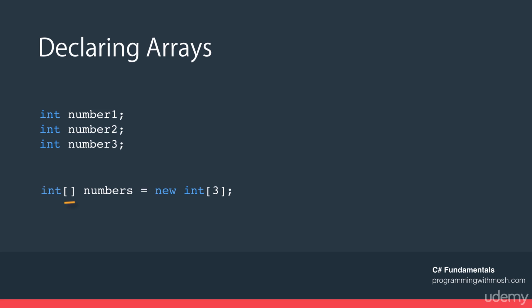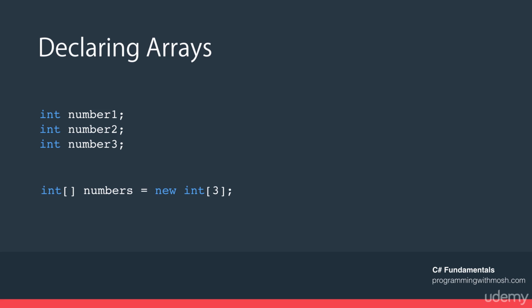Note the square brackets here. The first one is used to tell the compiler that we would like to declare an array, and the second one is used to set the size of that array. So in C#, arrays have a fixed size, which means you need to specify it during declaration and it cannot be changed.